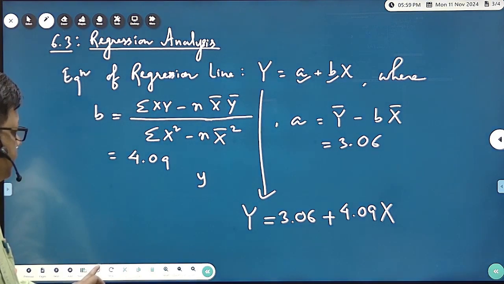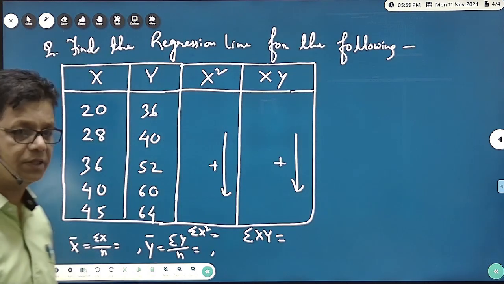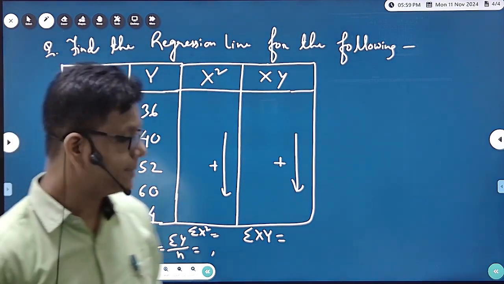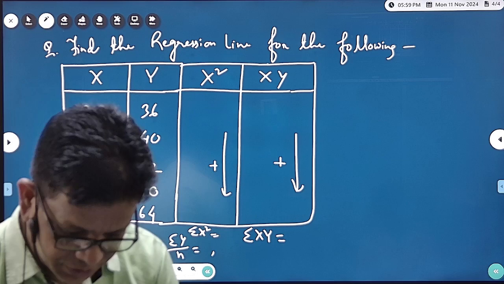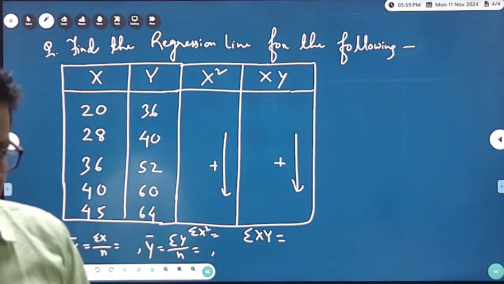Understood? Can you try this? Easy? Okay, you can do it till the next teacher comes. Complete this answer. Alright, so I'll continue the regression coefficient in my next class. Okay, thank you.